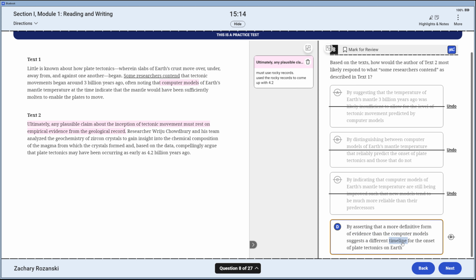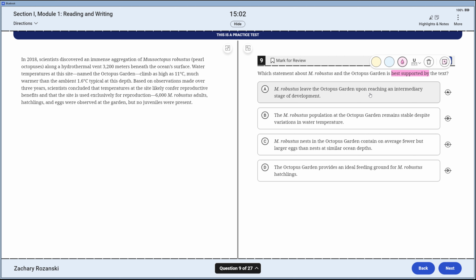Which statement about the octopus garden is best supported by the text? So I'm going to go looking for a detail about the octopus garden. None of these pop out as a simple thing to spot. I see all these numbers, so I'm going to give it a read. They discovered a whole bunch of these guys, 3,200 meters. Water temperatures at this place ranged based on observations made over 3 years. They decided the temperatures are reproductive benefits. Okay, that seems important.